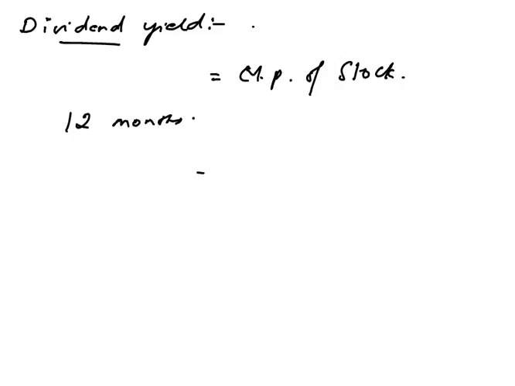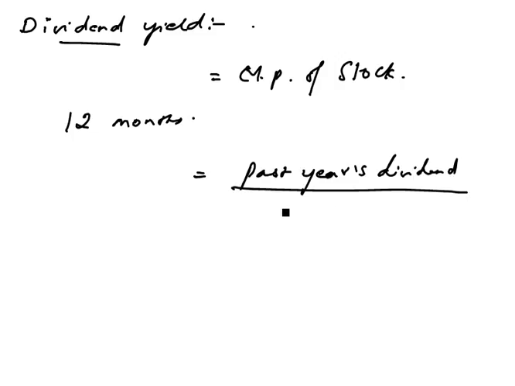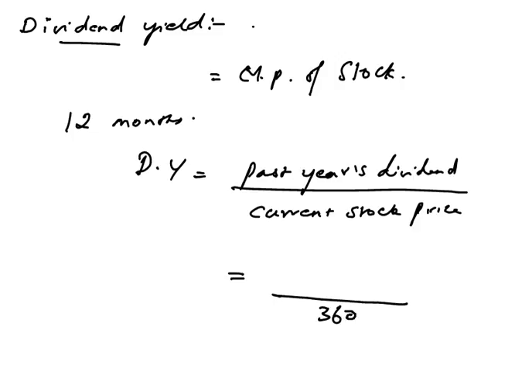So how the dividend yield is calculated: it is just dividing the past year's dividend, that is the dividend for the past 12 months of the particular company, put this in the numerator, and the denominator, you have to divide it by the current stock price, the market price. This is how the dividend yield is calculated. So usually, let's take an example. Let's say the share price is 360, and the annual dividend is 10, then the company is giving a dividend yield of around 2.7 percent.